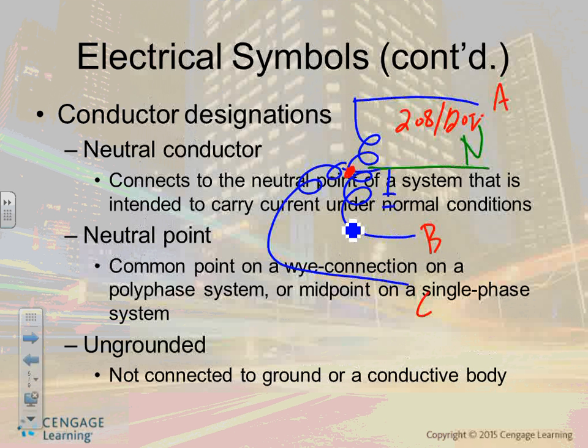How do they tie it to the ground? We'll talk about this later. They grab this and they tie it to the ground. Can you guys see that? It's tied through a ground rod to the ground. The neutral only. The grounded is the neutral and it's tied to the ground. The ungrounded is the phase: phase A, phase B, phase C.